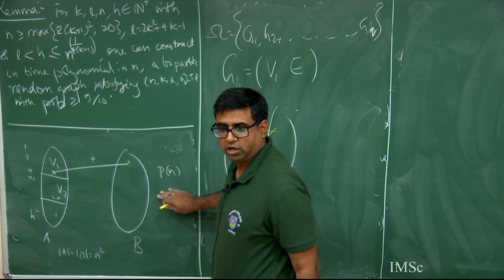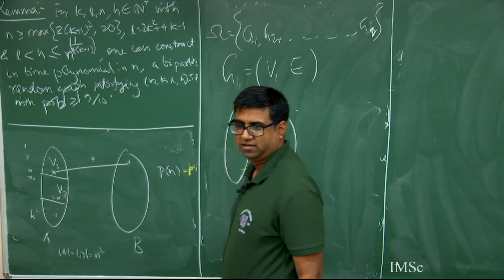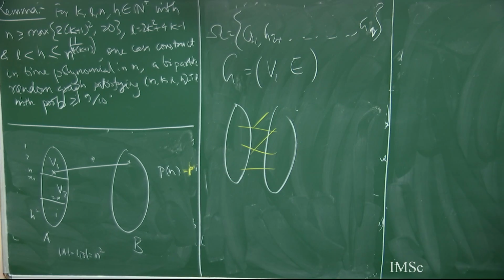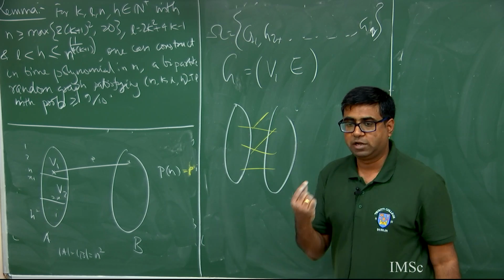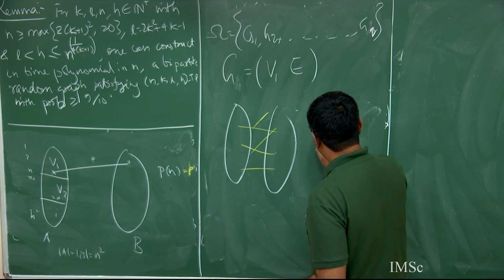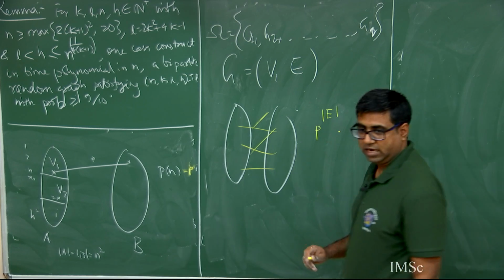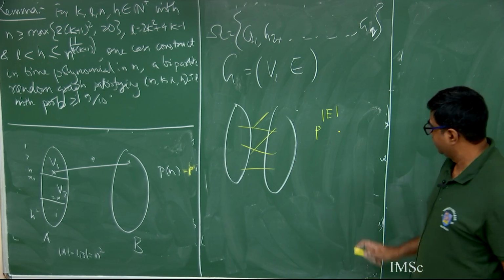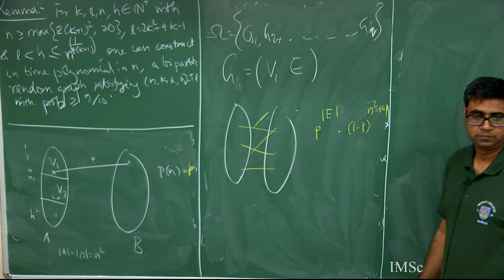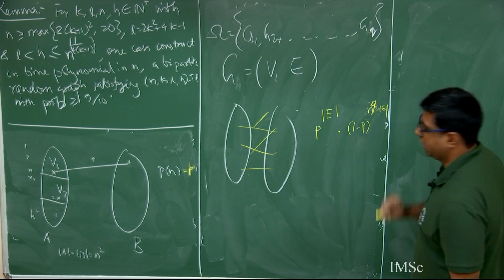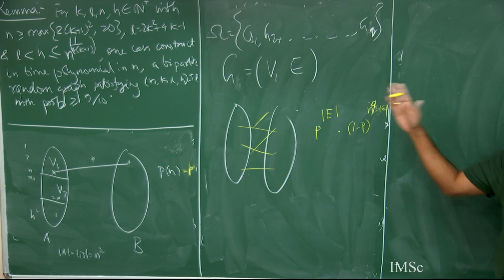For simplicity I am going to write P of n by just little p. I do not want to carry this notation all over. Look at the edges which are there in this graph. They are put there with probability p, so it is p to the power cardinality of E. And the other edges are not put, with probability 1 minus p to the power n squared minus cardinality of E, because in our case there are n squared pairs. So this defines the distribution over this omega.